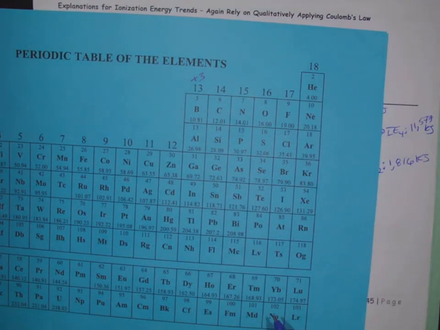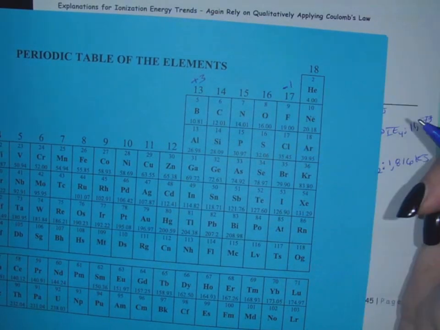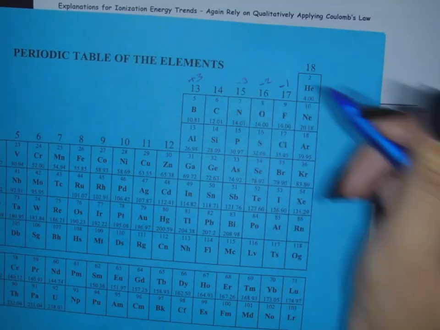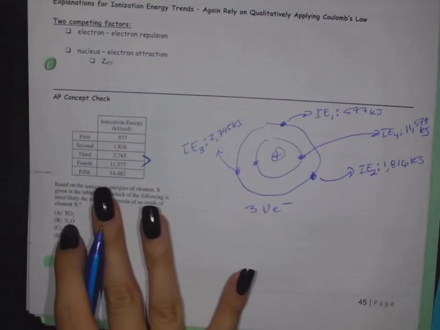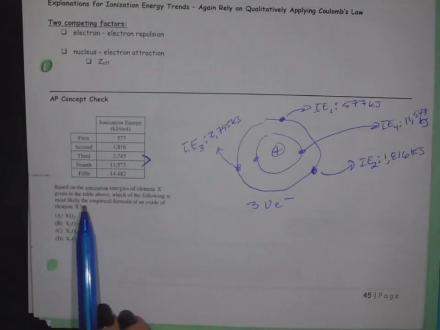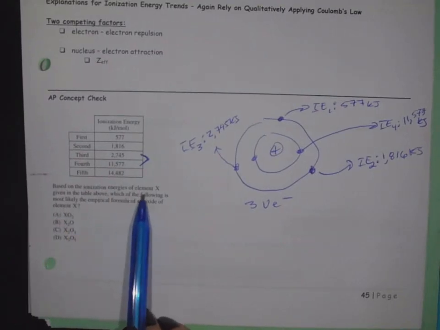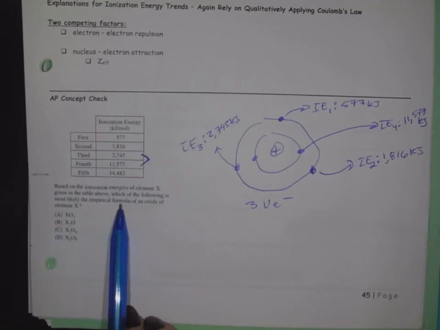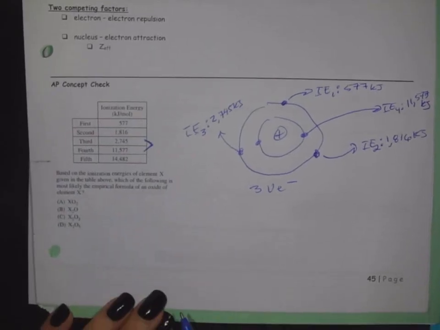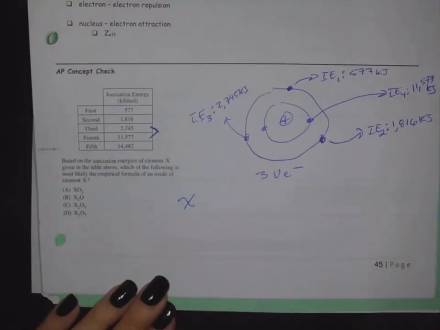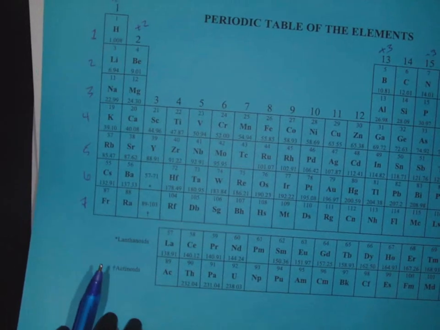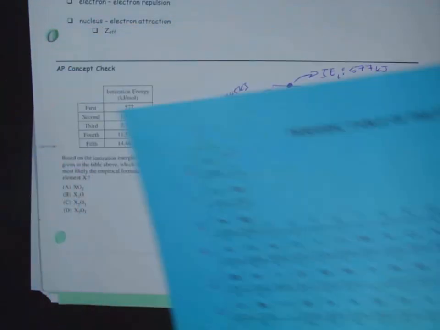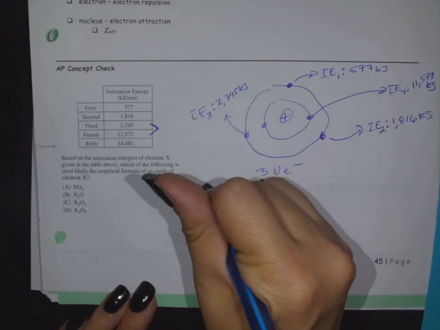All right, lovely. Now, the charge when they form ions: group 17 is -1, group 16 is -2, group 15 is -3. Now, for this particular question, it says, based on the ionization energies of element X given in the table above, which of the following is most likely the empirical formula of an oxide of element X? We just found that X has 3 valence electrons: 1, 2, 3. So if it forms an ion, it's going to be a +3 charge.